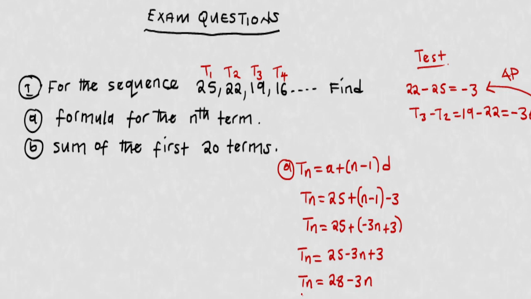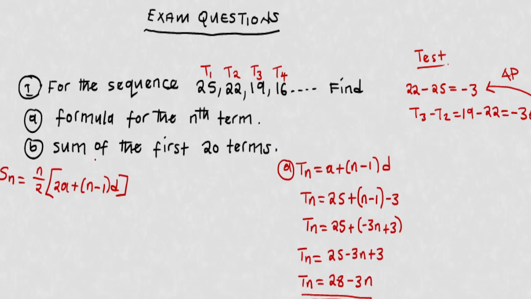Now that this has been solved, we proceed to look at part B, which is to find the sum of the first 20 terms. How do we find the sum? We need to use a formula. So to find the sum of any terms, the formula is as follows. We say n over 2, then square brackets 2a plus n minus 1 d, closed square brackets. So that's the formula that we use.